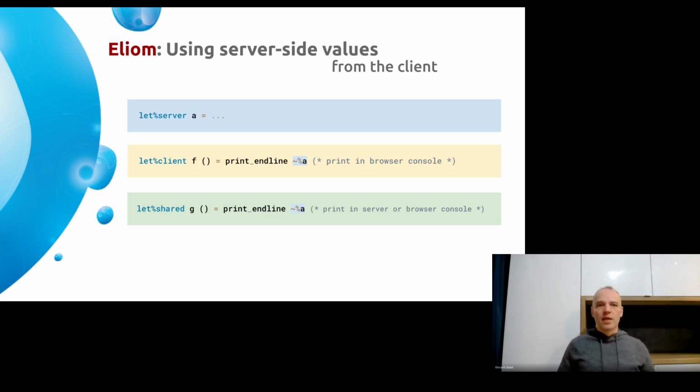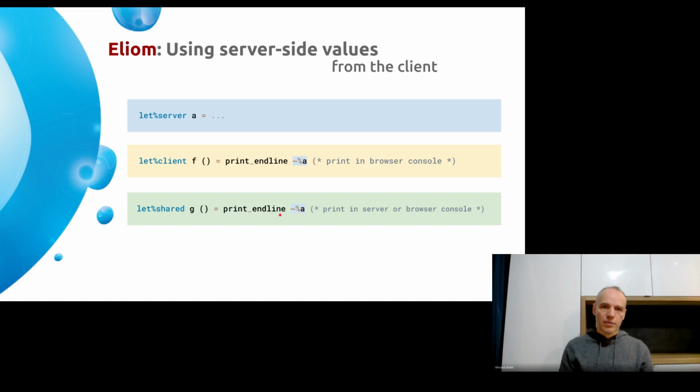For example, the client-side program can reference server-side values with this tilde% syntax. These server-side values will automatically be included in the client-side program if they are global values, or they will be sent together with the page by Eliom if such syntax is encountered while generating the page on the server.